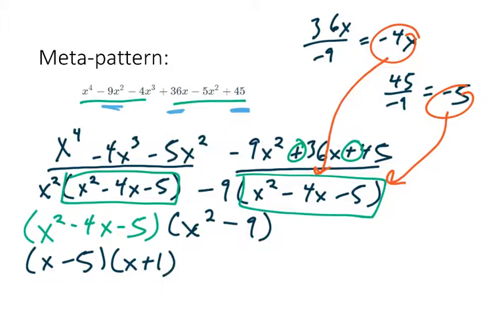I knew that because this was negative, so one of them is going to be negative, one's going to be positive, but the negative is going to go to the larger one. And the only factors of 5 are 5 and 1, so that was pretty straightforward. Then this one is, hey, look, it's the difference of two squares. Oh my gosh, I told you it shows up all the time. So x minus 3, x plus 3.